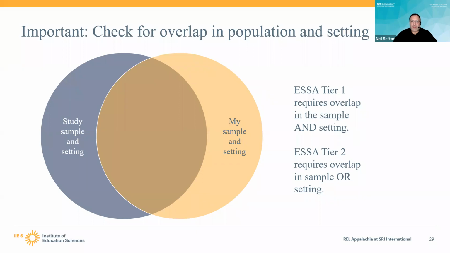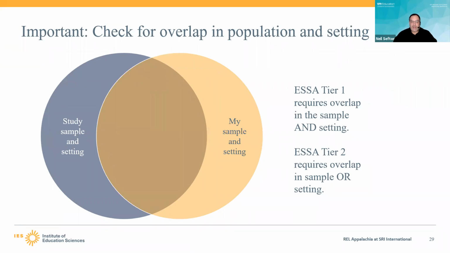Remember that overlap impacts the ESSA rating too. If there is not overlap for sample and setting, the ESSA Tier 1 evidence level is not applicable for you. That is, if you want to make the claim that an intervention you are using in your setting and with your population has Tier 1 evidence, you can only make that claim if the characteristics of the population studied overlap with the characteristics of your population, and the setting it was studied in overlaps with your setting as well.